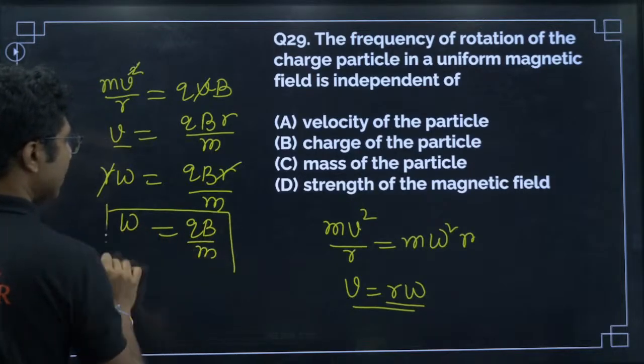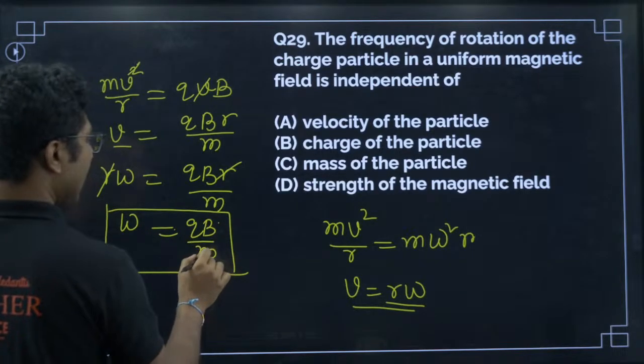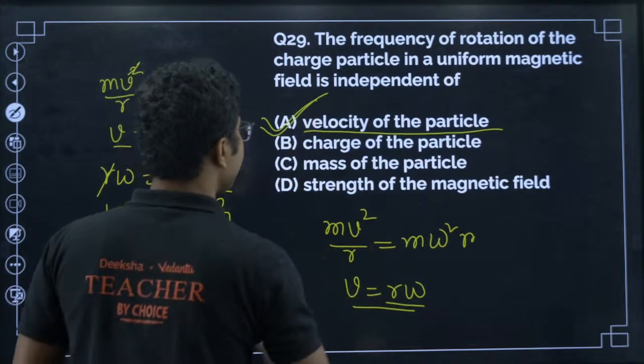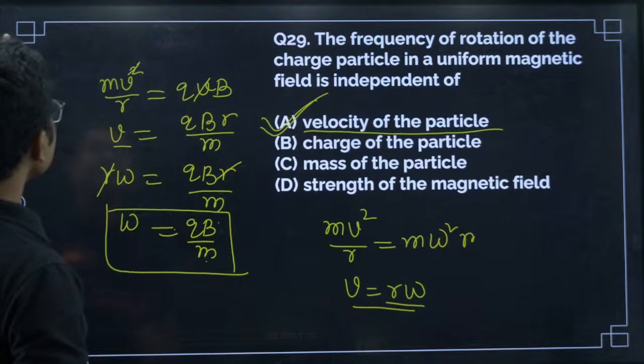So, angular frequency depends on charge, magnetic field, and mass, but it does not depend on the velocity of the particle. So, option A is correct in this case.